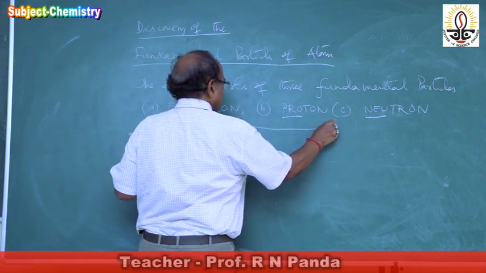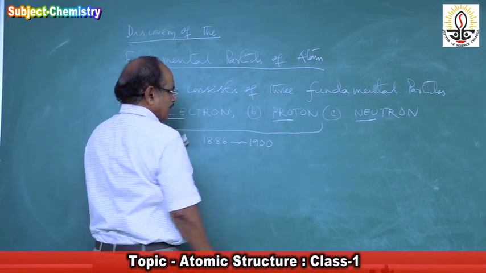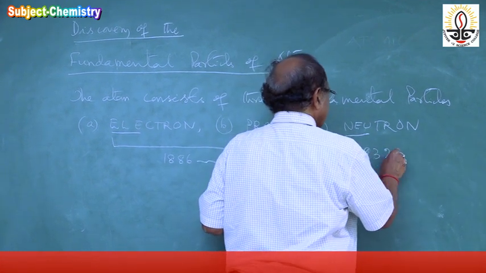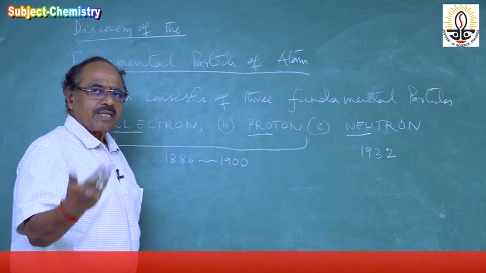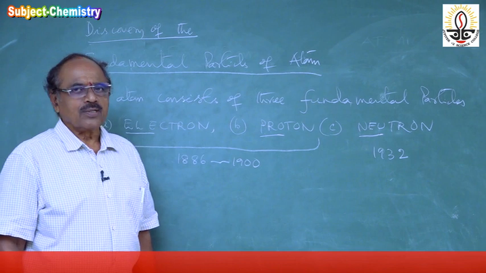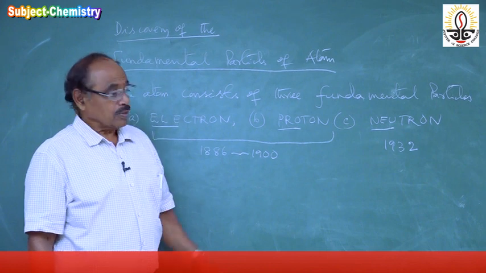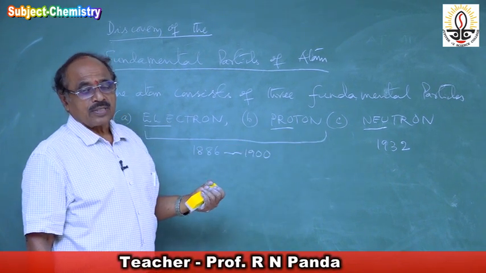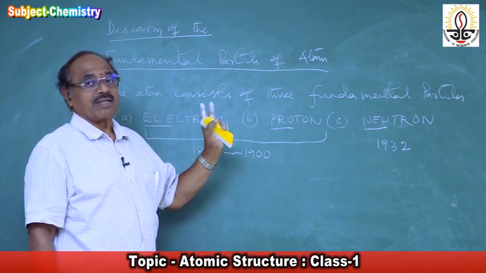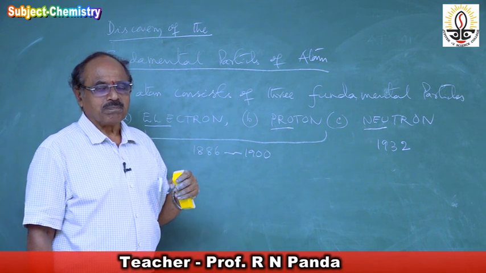which were discovered between 1886 and 1900. Everything about them could be known, and the neutron was discovered in the year 1932, when everything of the atom was known, then the third fundamental particle could be discovered. The neutron could not be discovered along with the electron and proton. So it came after 32 years. So the neutron is 32 years younger than the electron and proton. But it is a very important particle: the neutron bomb is more powerful than the atomic bomb.